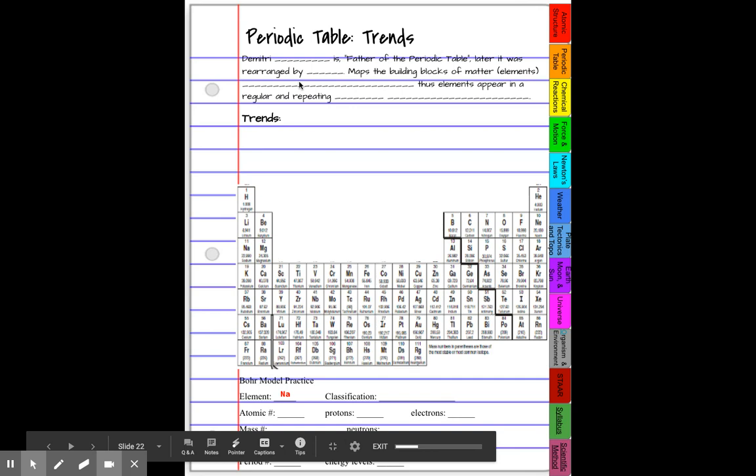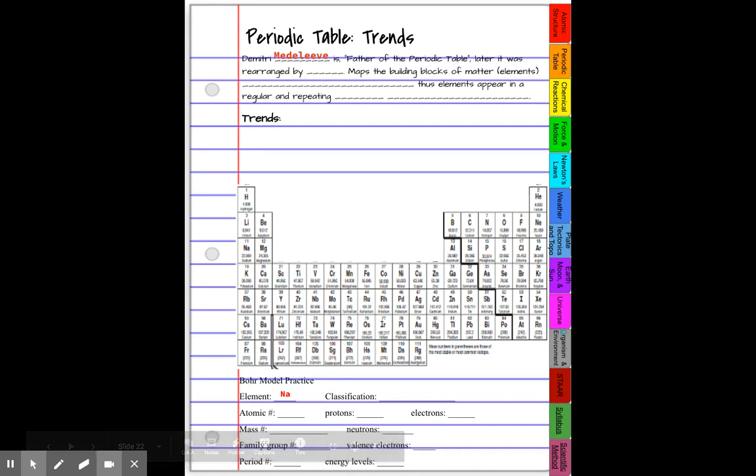Okay, there was a fellow from Russia named Dmitry Mendeleev. He's called the father of the periodic table because he was the first one to arrange the elements into periods and rows that helped people understand how matter works and how the elements can form patterns.